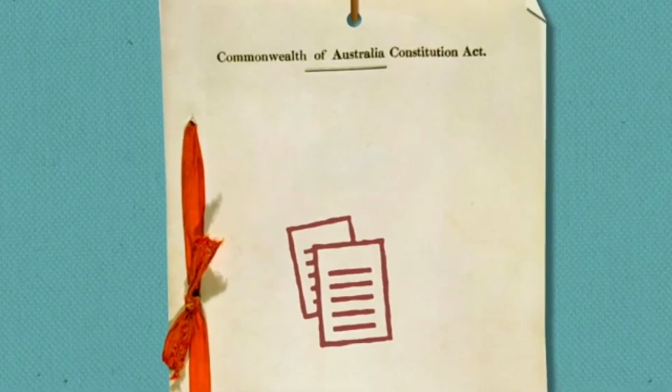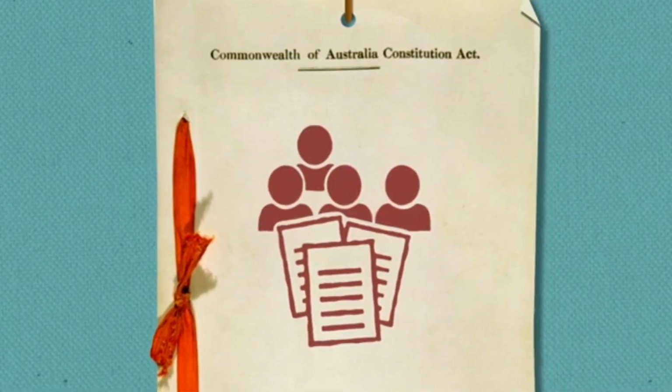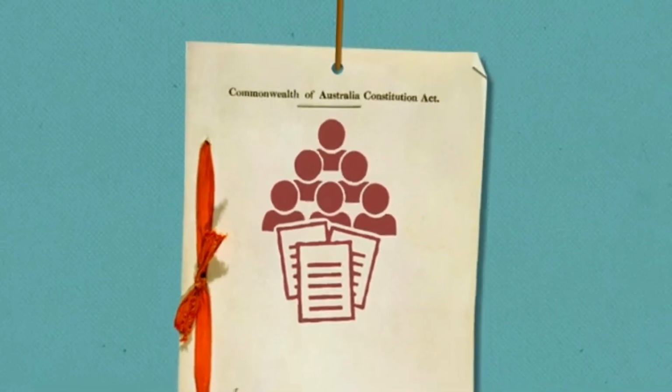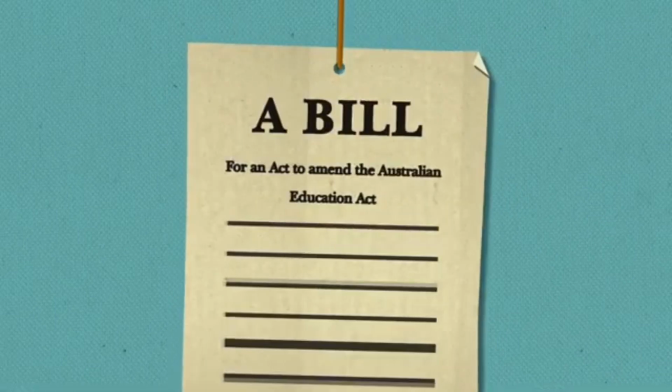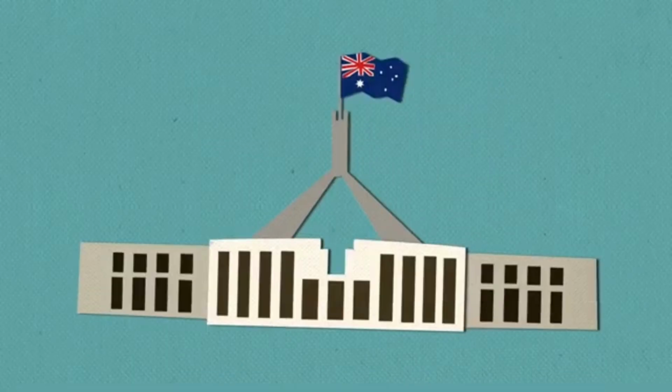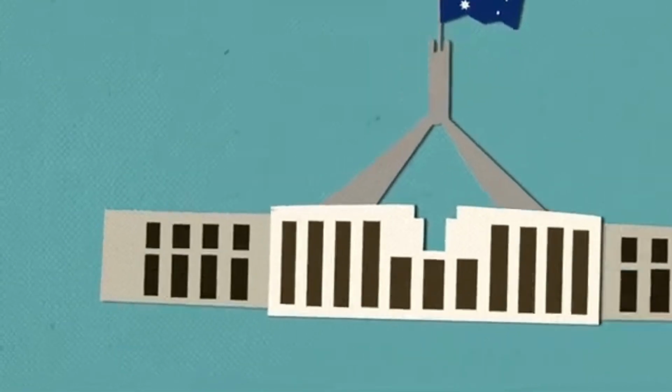Laws are formal rules which people and organisations have to follow. A proposal for a new law or a change to an existing one is called a bill. Most bills are introduced into the Parliament by government ministers and usually begin in the House of Representatives.